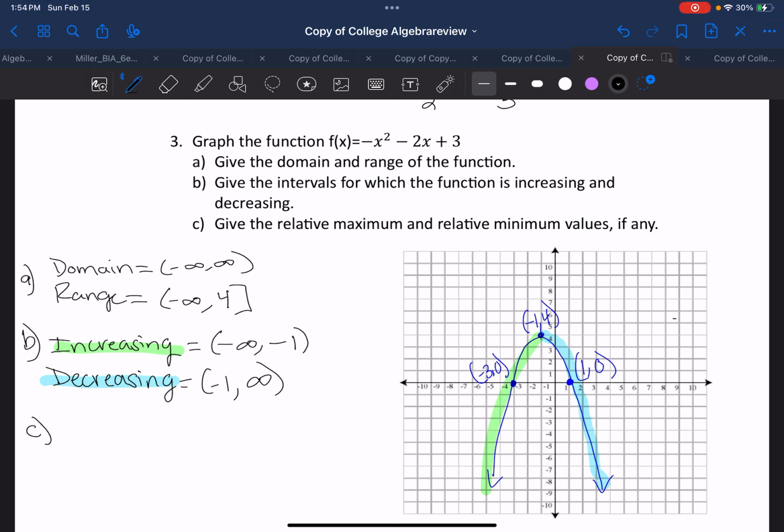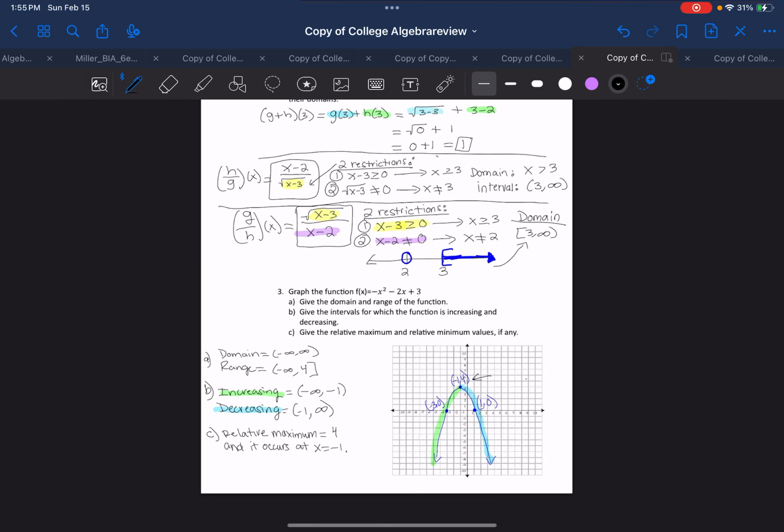And then for C, the relative maximum and the relative minimum values. So there's only a relative max, which we found to be 4. So the relative maximum value is equal to 4. That's always the y value. And then they may ask you where it occurs, which is x equals -1. Okay. So that's that problem.